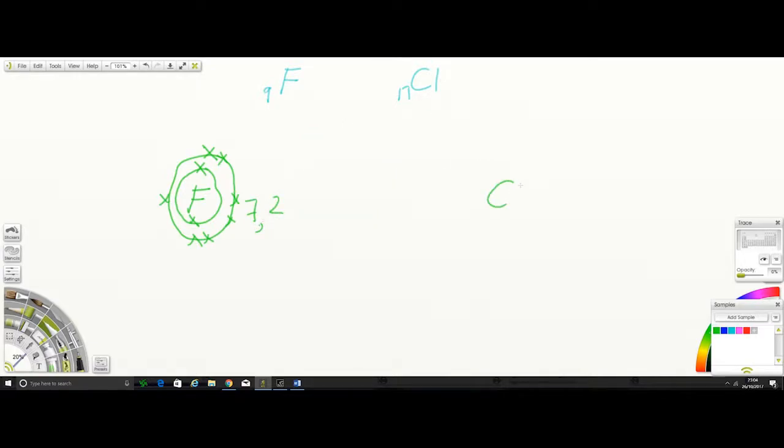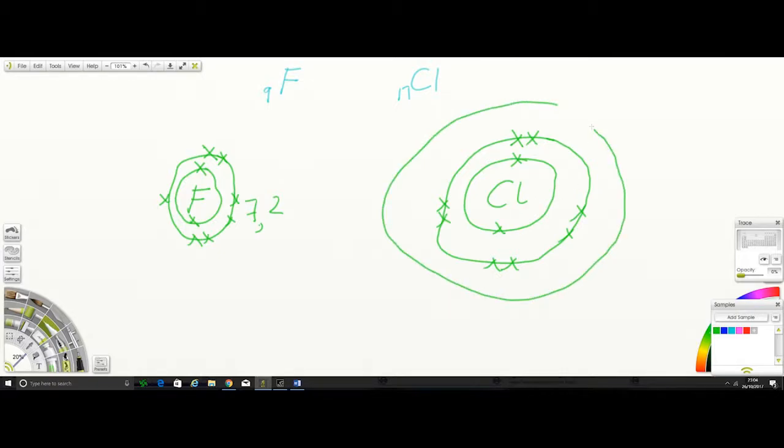Now here I've got chlorine, which is 17, so it's 2. I know that the second ring needs to have a maximum of 8, so every other ring has a maximum of 8 except the first one, which has a maximum of 2. So here I've got 2 on the inside, 8 on the outside, so that's 10 in total, and so I need 7 in the last ring. 1, 2, 3, 4, 5, 6, 7. Right, so the electronic configuration is 2, 8, 7.